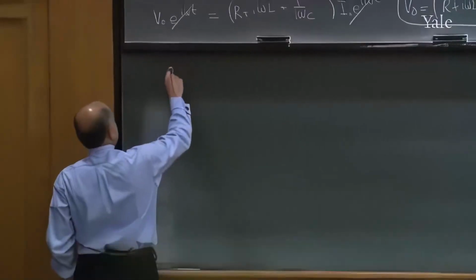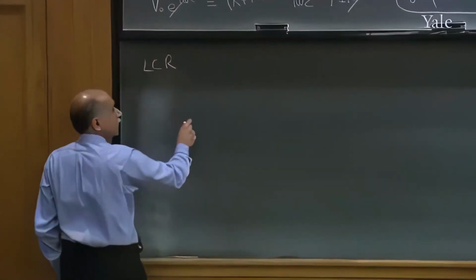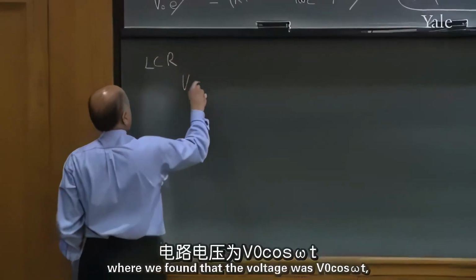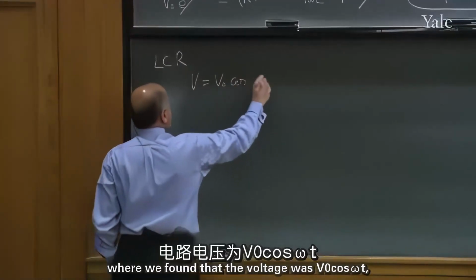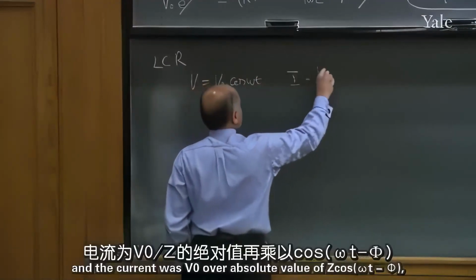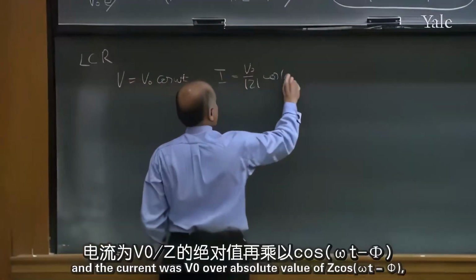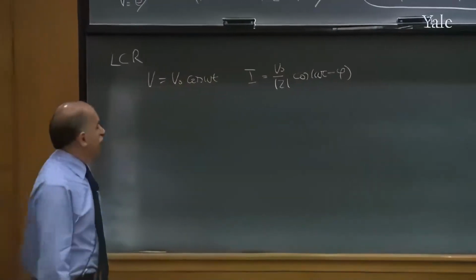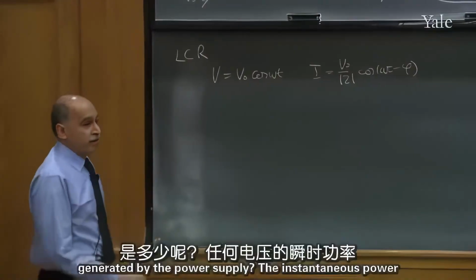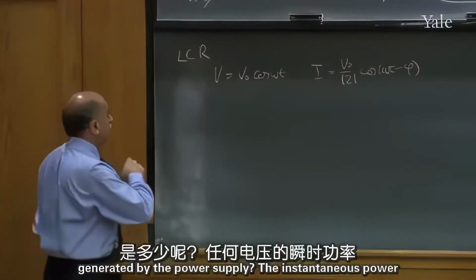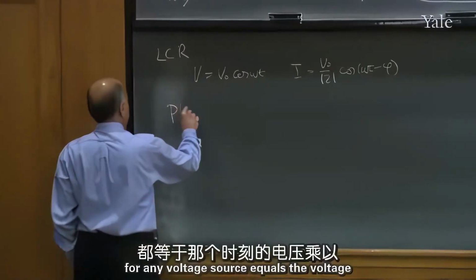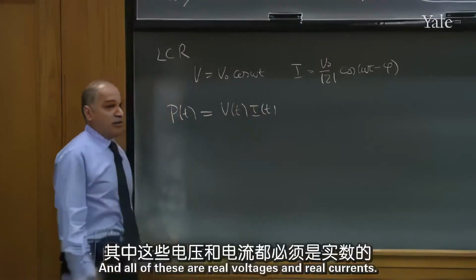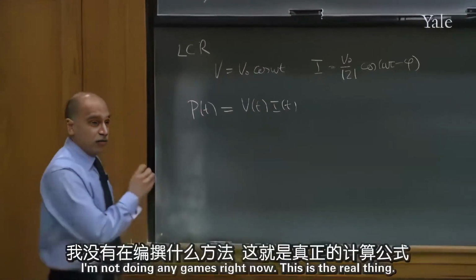Take the LCR circuit, where we found that the voltage was V0 cos omega t, and the current was V0 over absolute value of Z cos of omega t minus phi, where phi is all that stuff. I don't want to repeat it. What is the instantaneous power generated by the power supply? Instantaneous power for any voltage source is equal to the voltage at that instant times the current at that instant, and all these are real voltages and real currents. I'm not doing any games right now. This is the real thing.